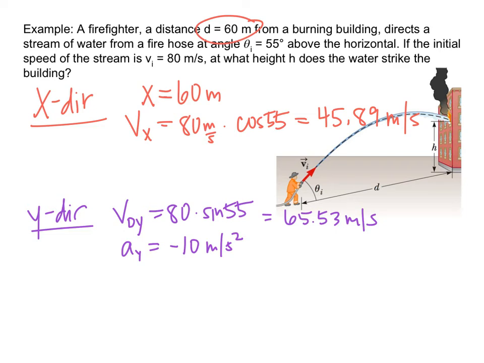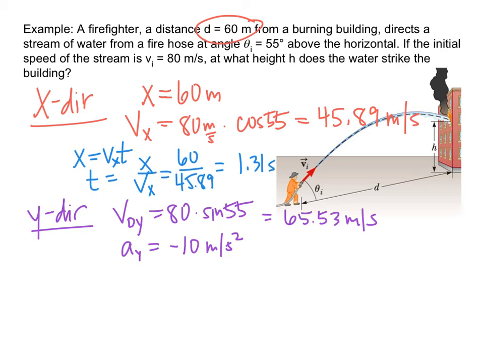But what I can do is I can find the time in the x direction. I can think about that since I have a constant speed, x is v times t in that x direction. And so if I want to find time, I would just take my distance and divide by the speed. So 60 over 45.89, and that gives me about 1.31. Okay, so that's the time it takes for the water to either go up and hit the peak and come down again, or it might still be on the way up. It really doesn't matter, okay?